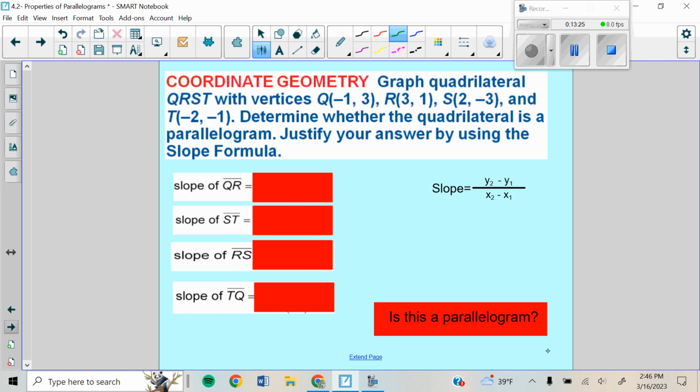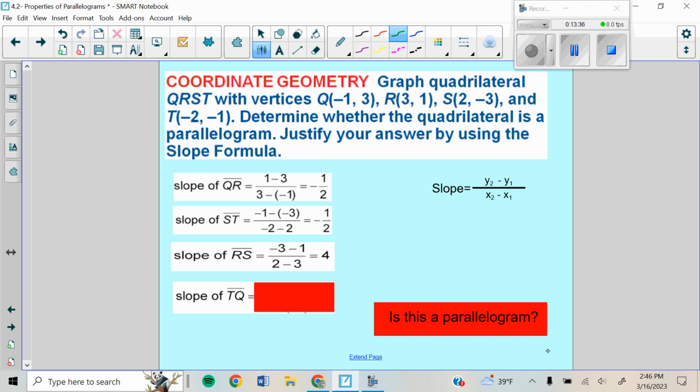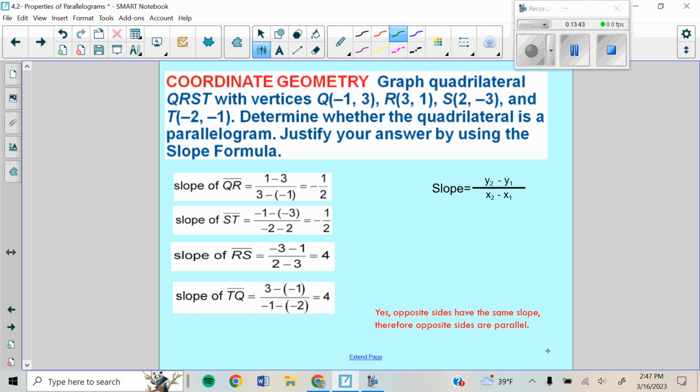All right, hopefully you guys did that. The slope of QR, we get -1/2. Slope of ST, we get -1/2. Ooh, 1 set of parallel sides. Slope of RS is 4. Slope of TQ is 4. So another set of parallels. So is this a parallelogram? Yes. Opposite sides have the same slope, therefore they are parallel. So this is a parallelogram.